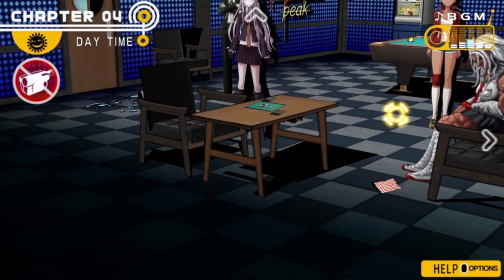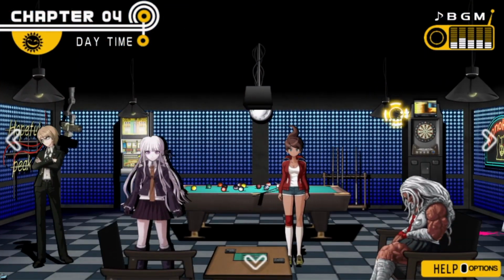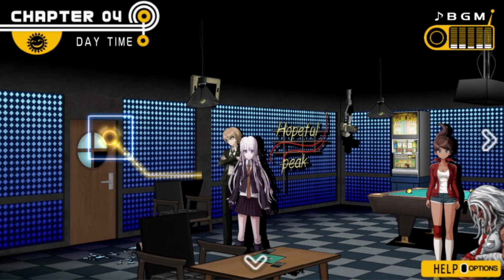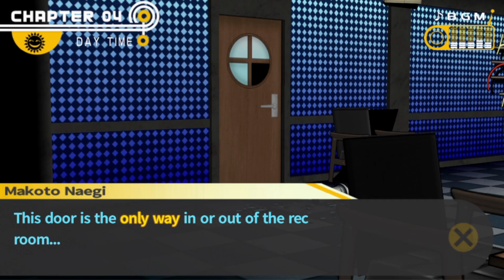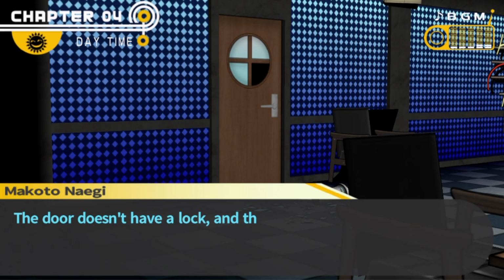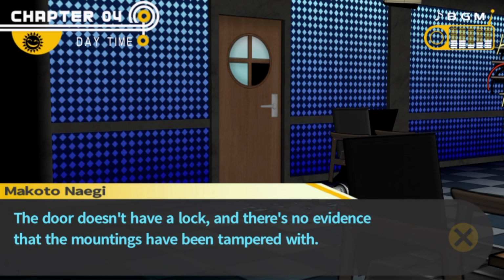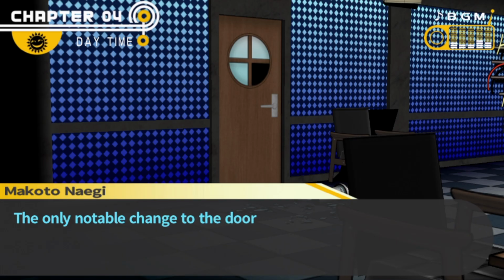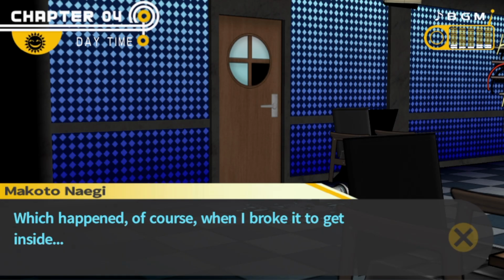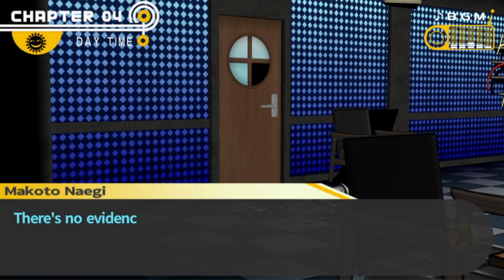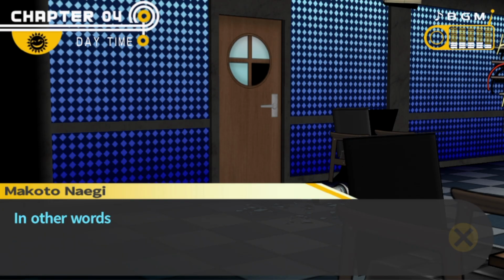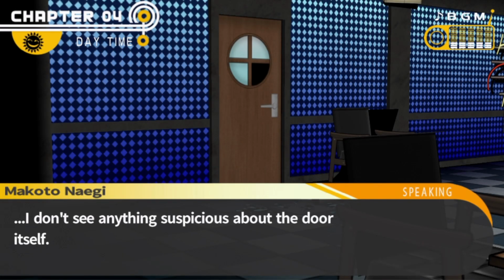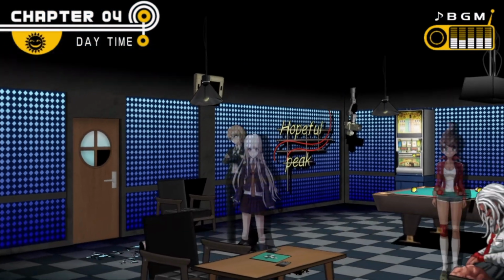Anything else weird? Okay, this is the window we broke. This door is the only way in or out of the rec room. The door doesn't have a lock, and there's no evidence that the mountings have been tampered with. The only notable change to the door is the smashed window, which happened, of course, when I broke it to get inside. There's no evidence that any kind of string or mechanism was used on the door. In other words, I don't see anything suspicious about the door itself.